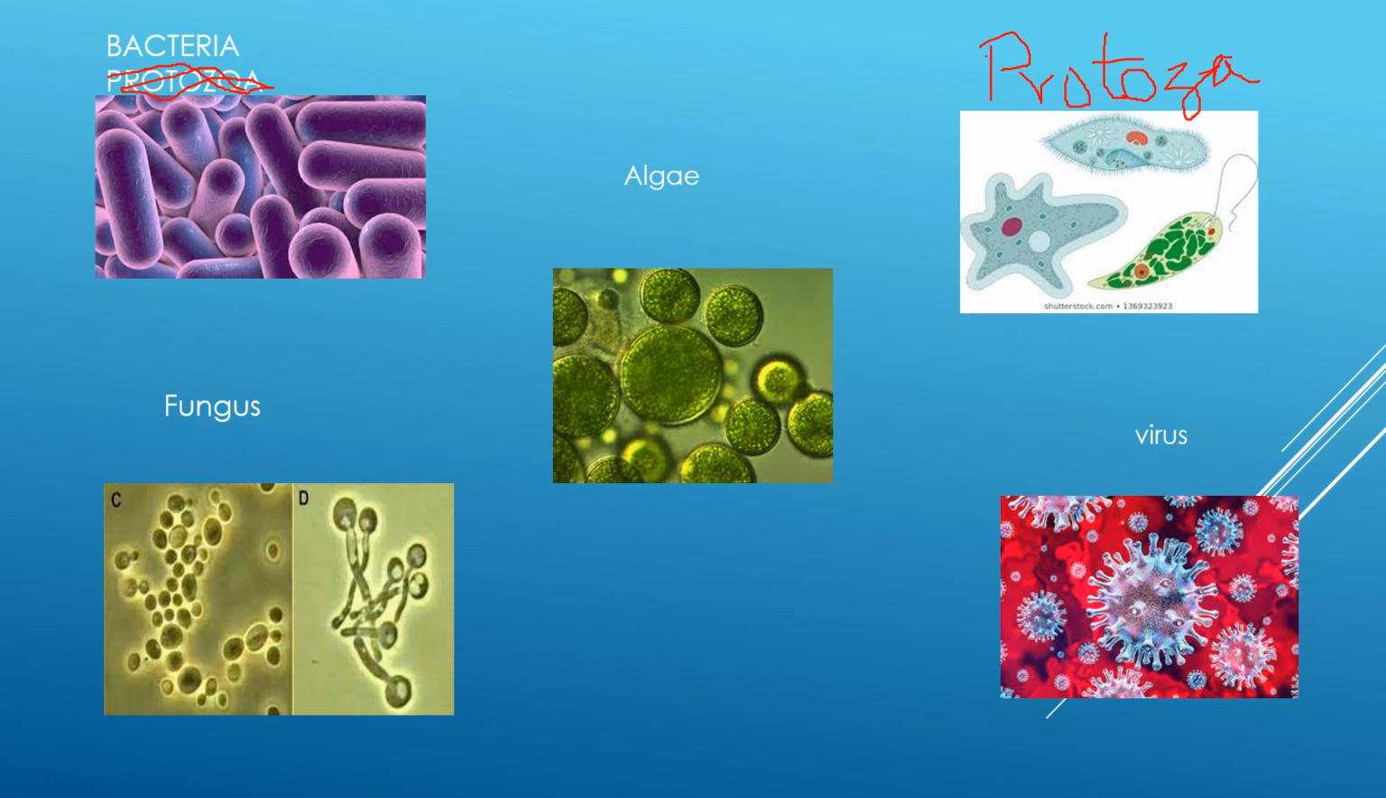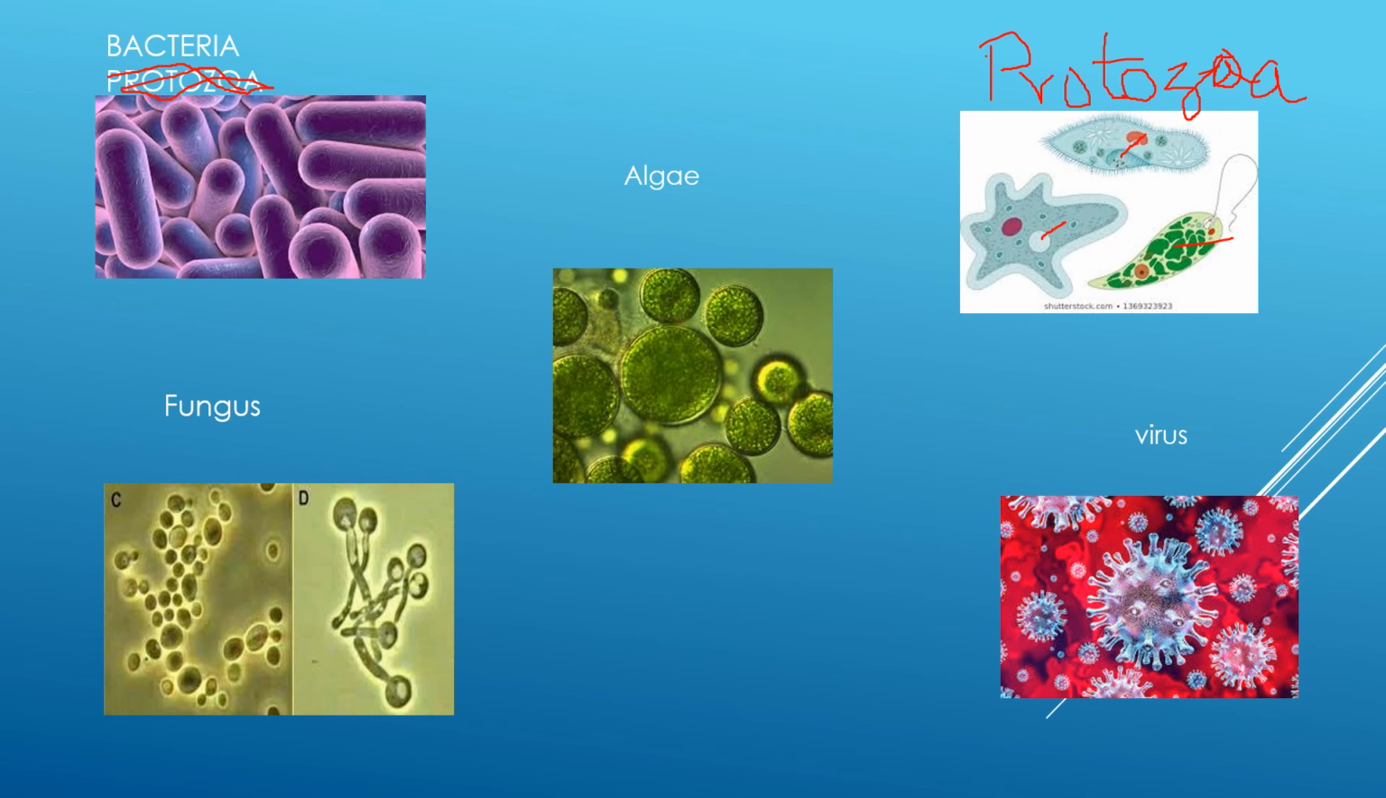Protozoa, you have examples here as amoeba, paramecium, euglena. You have three pictures over here. This is amoeba, this is paramecium, and this is euglena. And viruses are a group of organisms which are alive only when they enter into the body of any system like human beings, animals, or plants.